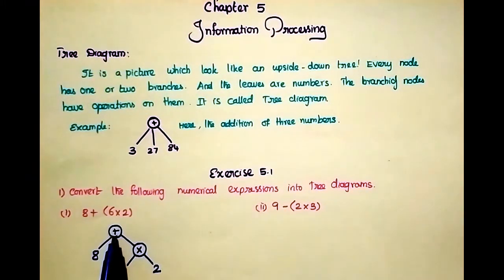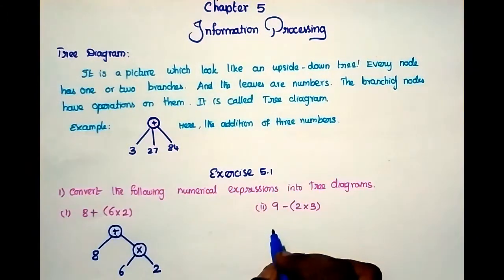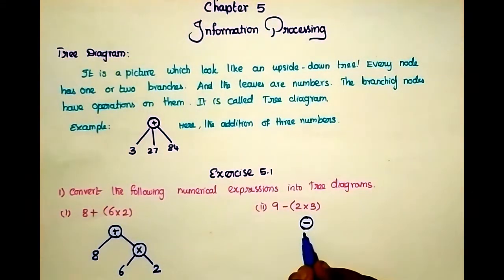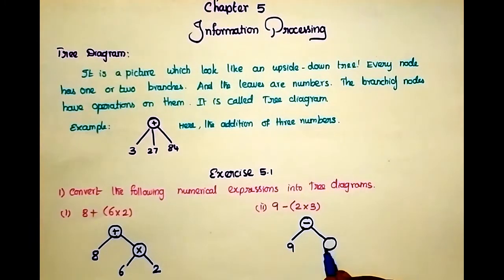First operation is plus, and what are the addition of numbers? That is 8 and 6 into 2. We have to put the operation in a circle. Next one, first operation is minus. Which two numbers? 9 and 2 into 3. So here one operation is there, that is multiplication. Which numbers are there? That is 2 and 3. That is the answer.